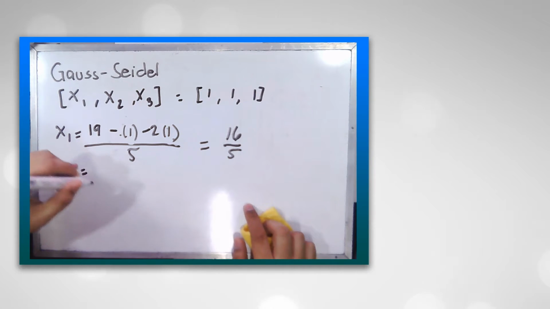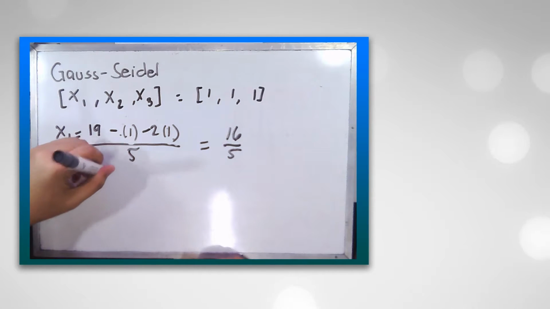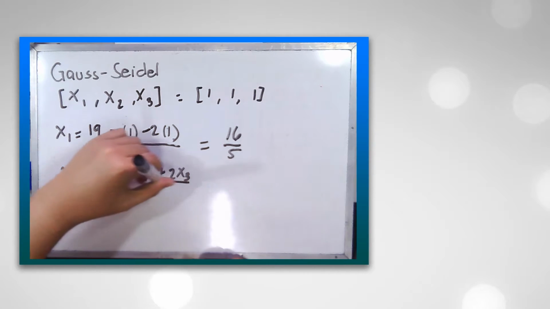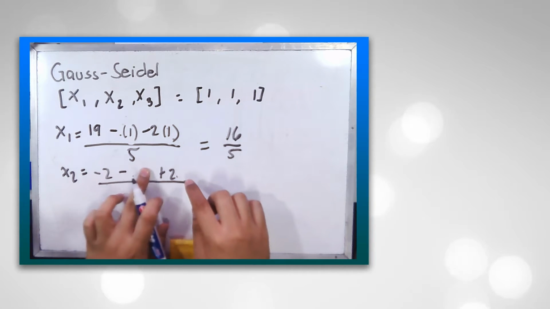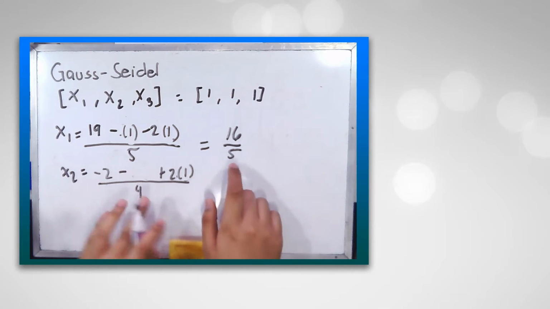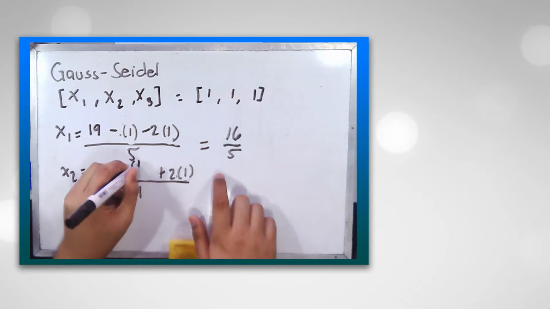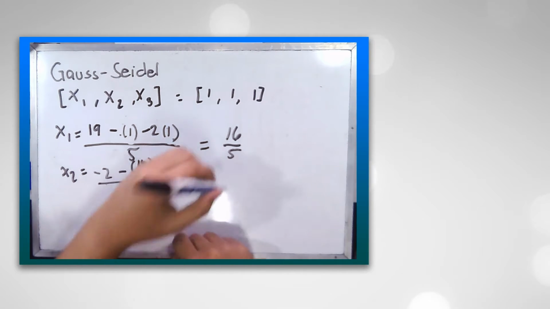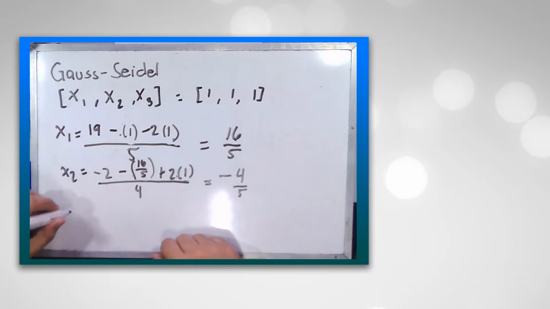x sub 2 is equal to, I hope you have done this by yourself, and we will arrive at the equation negative 2 minus x sub 1 plus 2x sub 3, over 4. Substituting the values, we already have the value of x sub 1 at our first iteration, therefore we will be applying it immediately on the next variable x sub 2. Solving for this equation, we will be getting the answer negative 4 over 5.